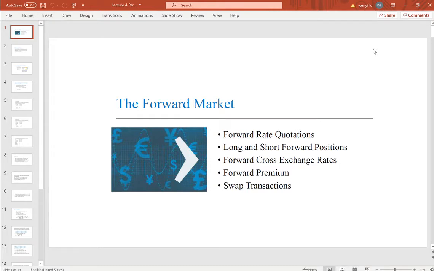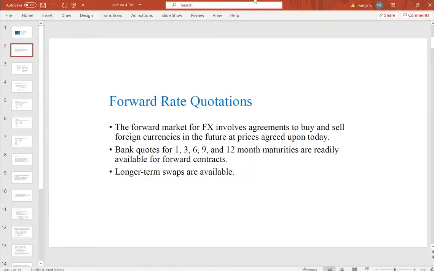In the last part of chapter 5 we will study the forward market. It includes forward rate quotations, long and short forward positions, forward cross exchange rates, forward premium, and swap transactions. So what is a forward? Forward means something is not for now, but something will be in the future.